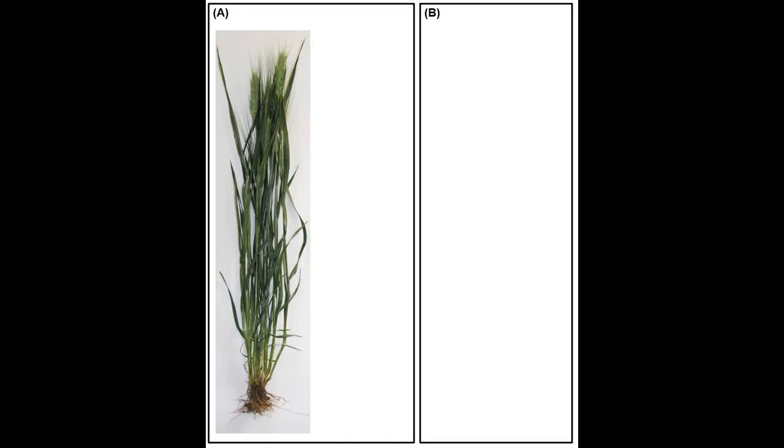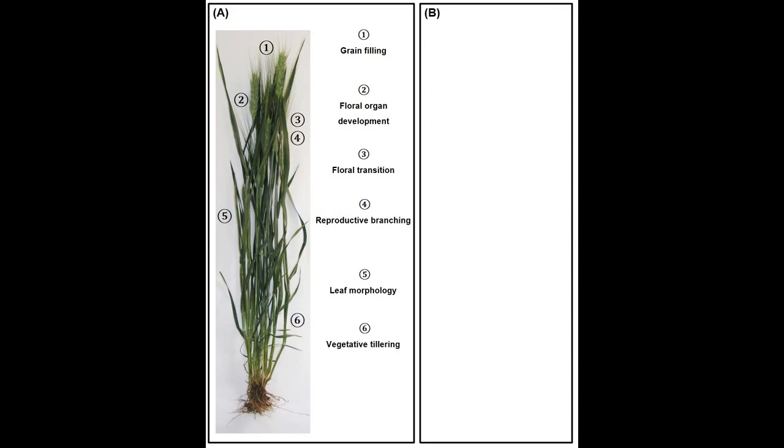Figure 3 describes key microRNA-mediated regulatory modules involved in 7 main stages of plant development in cereals: grain filling, floral organ development, floral transition, reproductive branching or spikelet formation, leaf morphology, vegetative tillering, otherwise known as the formation of additional stems, and lateral root development.